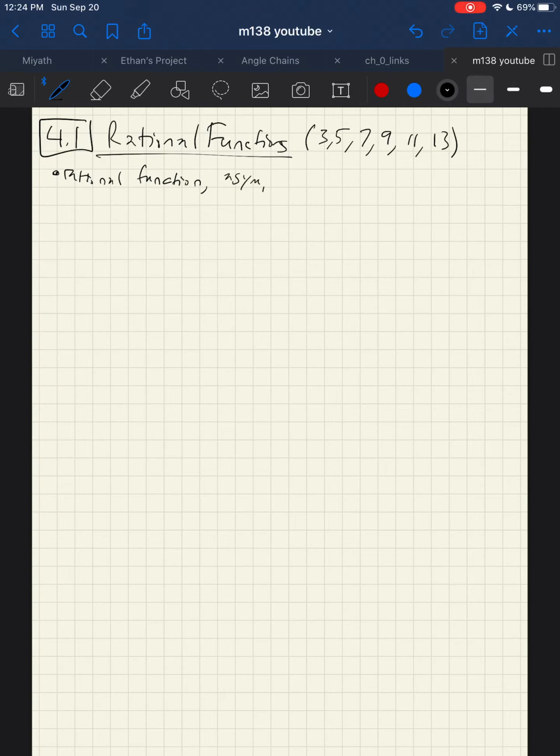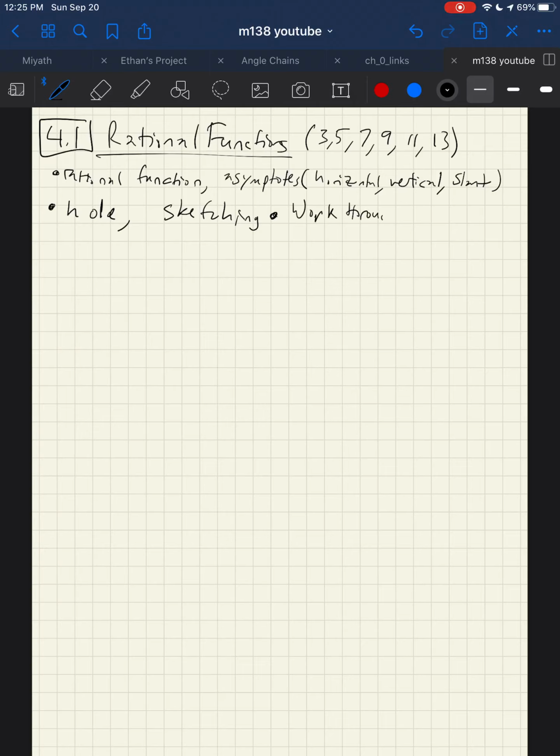And then asymptotes. Again, we've sort of talked about some of these. We've got horizontal, vertical, and then slant. Slant asymptotes are also called oblique asymptotes. We've also got holes that we're going to need to look at, and sketching rational functions. Your suggested examples to go through: work through examples 1, 2, 4, and 6 in the book.